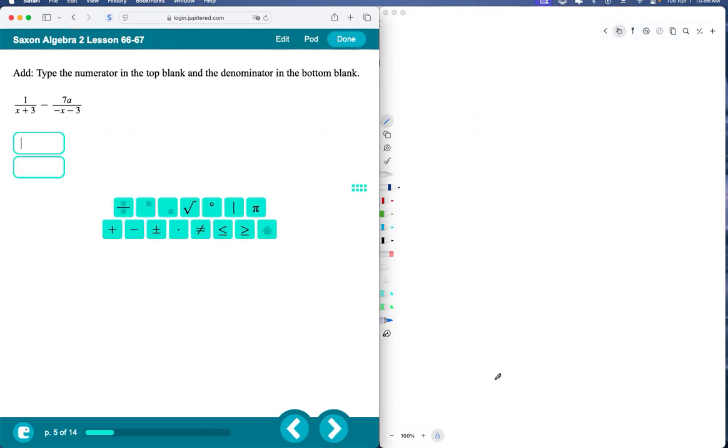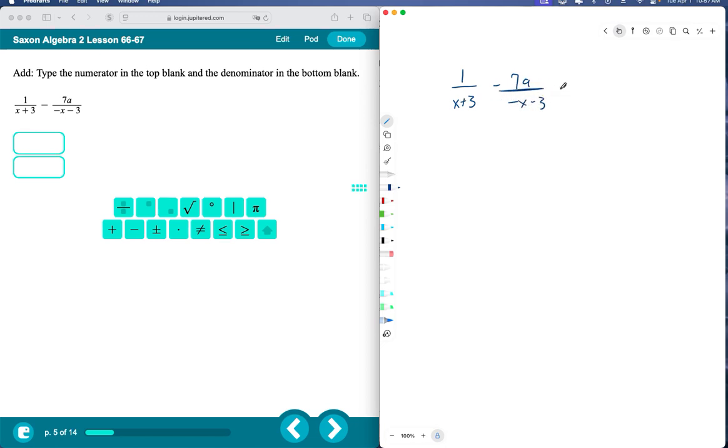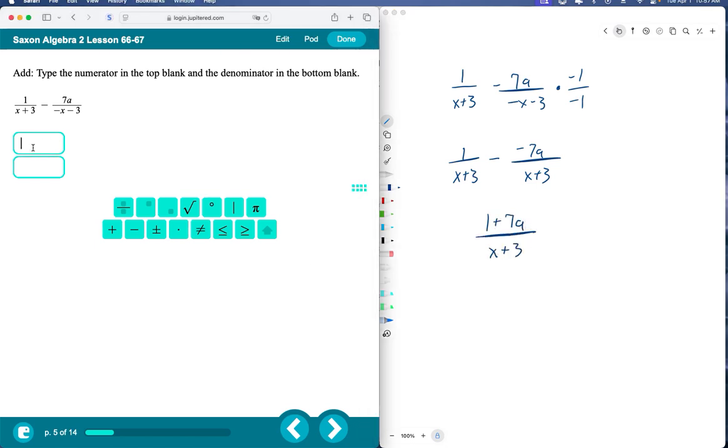We're gonna do another one of those where you multiply. So we've got 1 over x plus 3 minus 7a over negative x minus 3. Opposite, opposite. So we multiply this one by -1 because we want it to be positive. So then we have 1 over x plus 3 minus negative 7a over x plus 3. Negative, negative cancel each other out, so this becomes a positive. 1 plus 7a over x plus 3. It's going to be your solution.